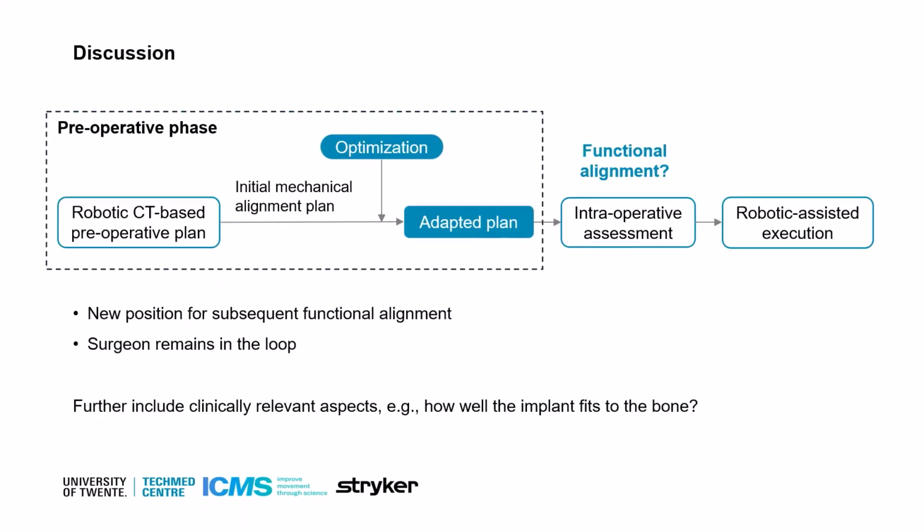And overall, with this method, we could contribute to the preoperative planning of robotic-assisted total knee arthroplasty, providing information and an adapted plan, which could possibly serve as a new position for subsequent functional alignment. And this consecutively means that the surgeons remain in the loop, and they can intraoperatively assess whether the proposed position meets their expectations. Accordingly, they can make adjustments intraoperatively, assessing also the laxity profiling, right, before fitting the alignment target to the robot for its precise execution.